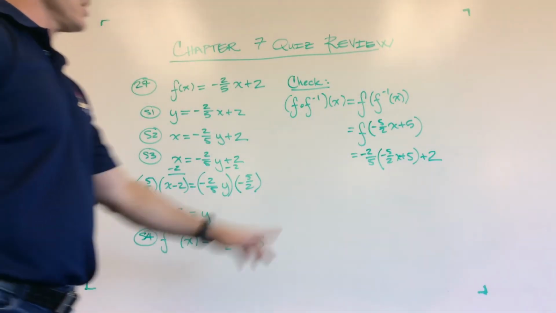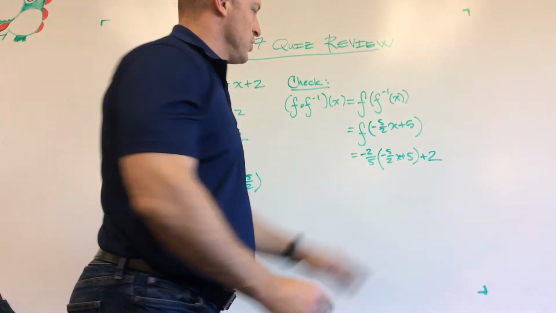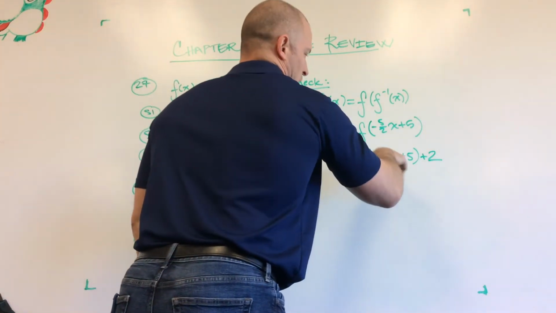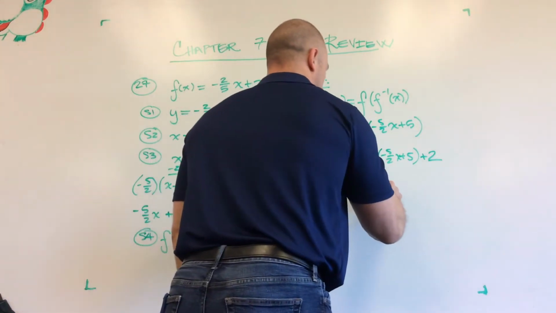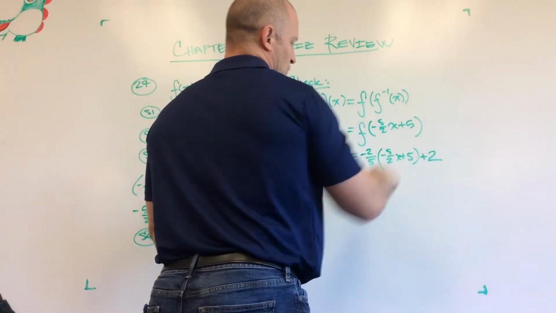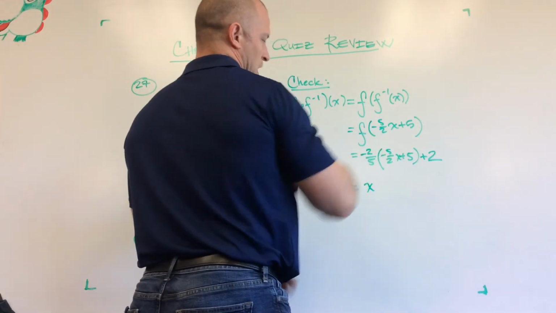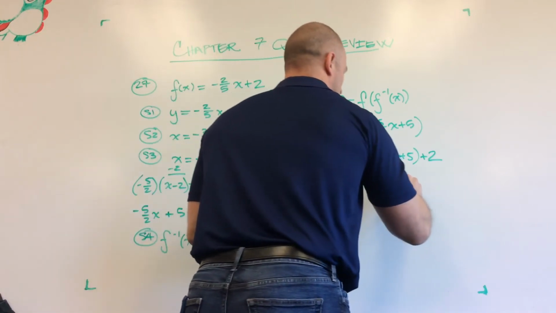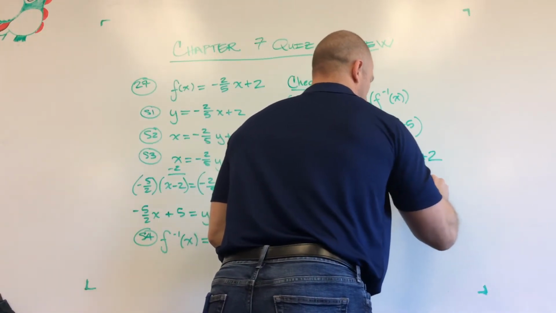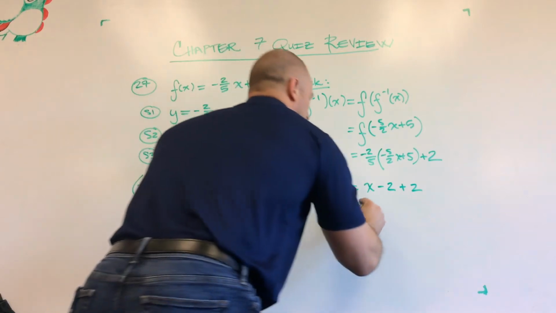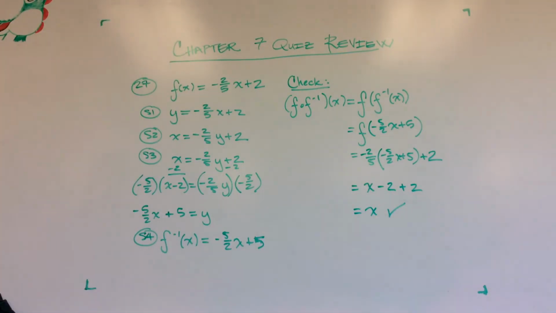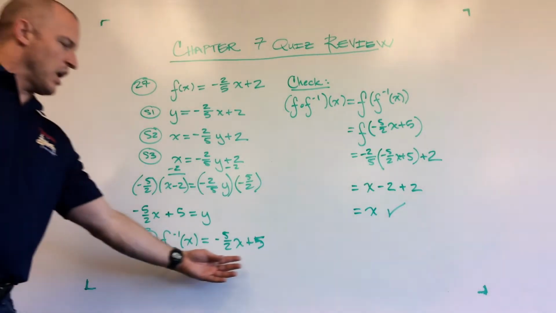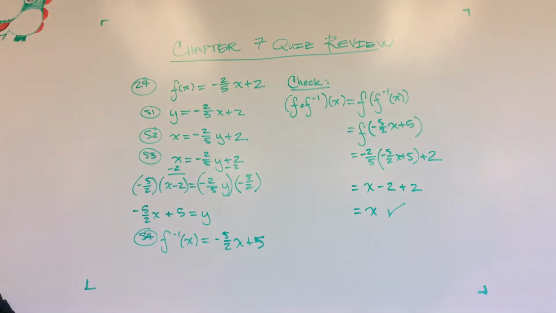We multiply across, distribute this negative 2/5 here. That negative 2/5 and the negative 5/2 will cancel, leaving us with just x. Negative 2/5 times 5, the 5 on the top will cancel with the 5 on the bottom, giving us minus 2. And we still have a positive 2 out here. That's going to simplify down to just x. And so again, it shows that we have correctly calculated F inverse as negative 5/2 x plus 5.